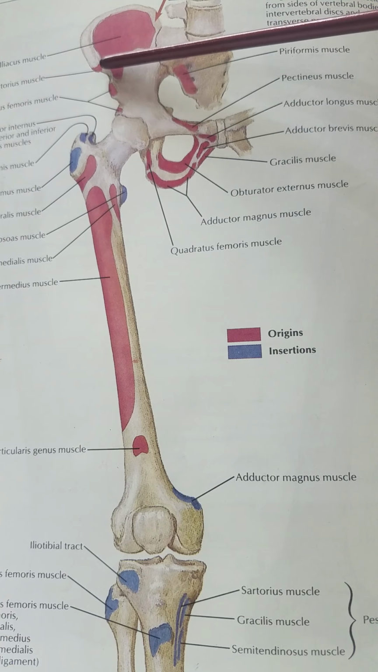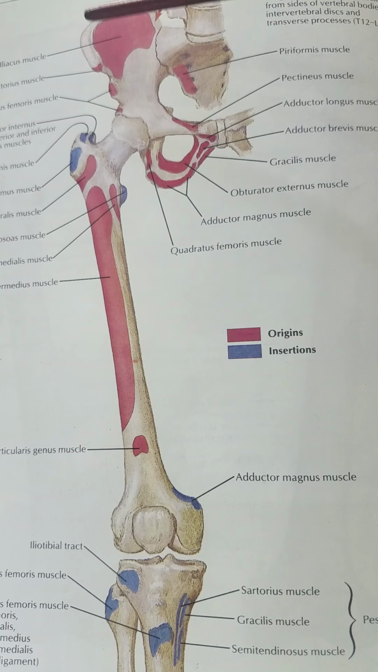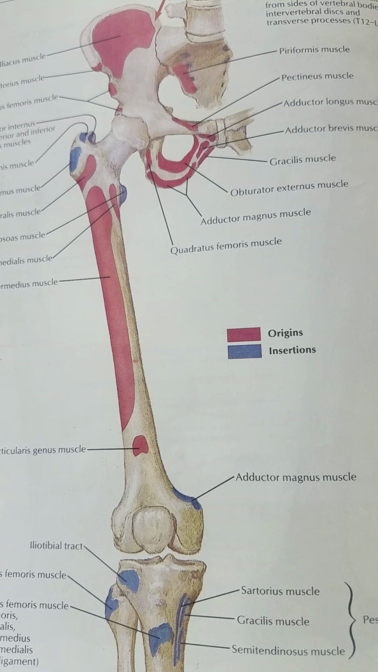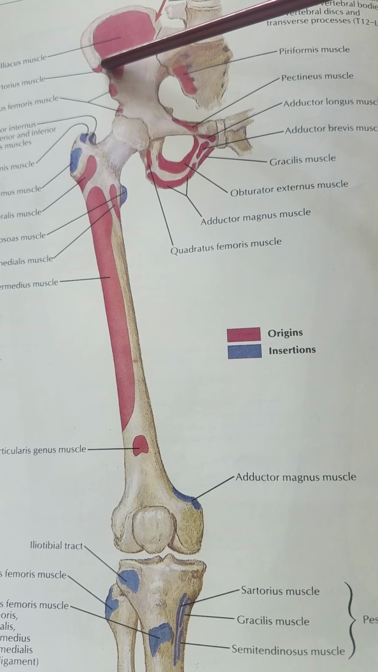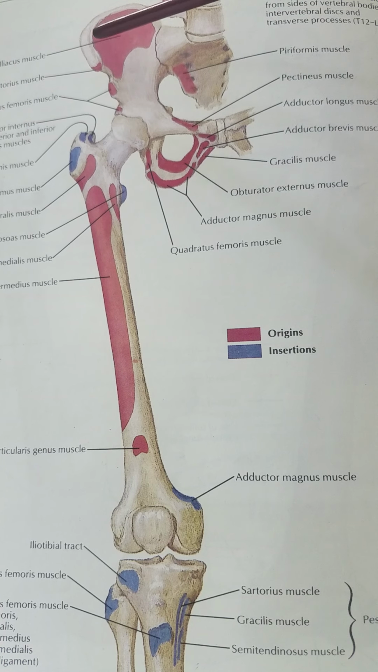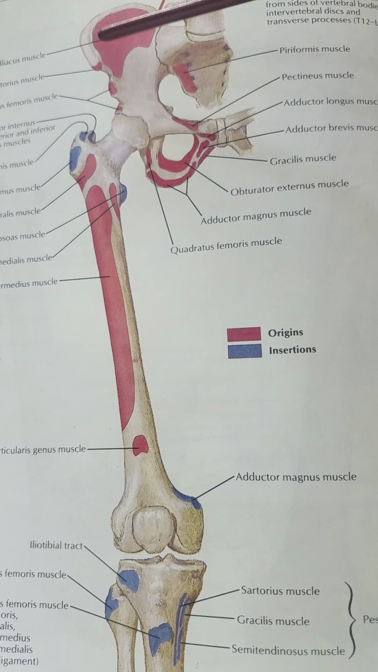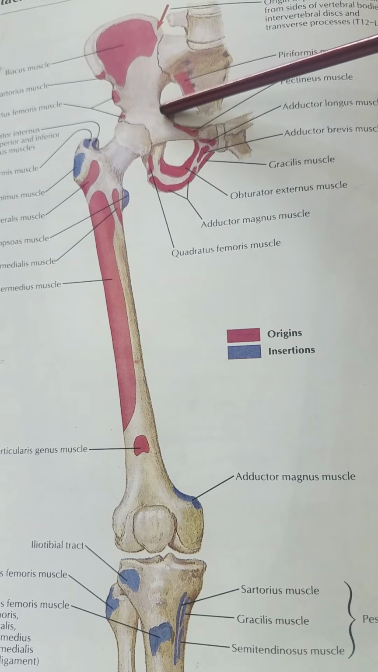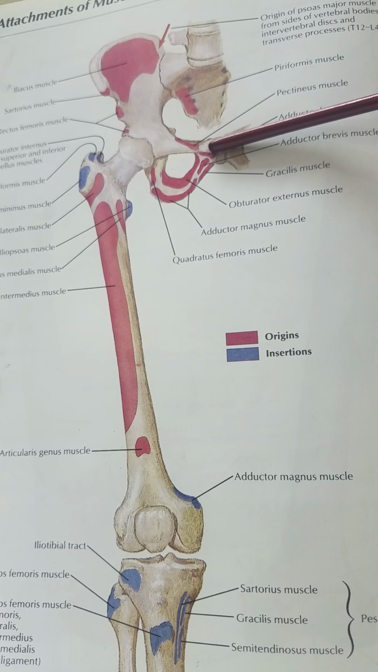On the anterior superior iliac spine, a muscle known as the Sartorius muscle is attached. Along with the Sartorius, a ligament known as the inguinal ligament is also attached on the anterior superior iliac spine. This ligament extends from the anterior superior iliac spine medially here to the pubic tubercle.